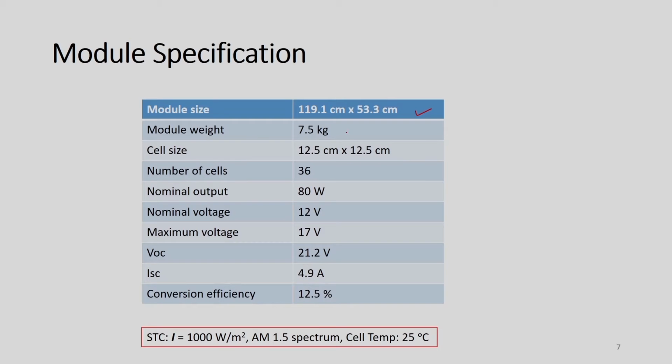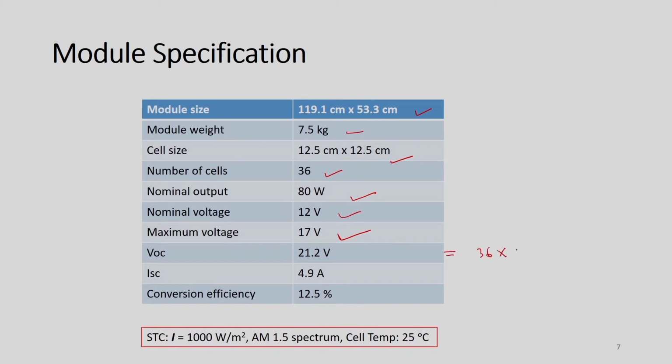So, module weight is about 7.5 kg, then cell size is 12.5 centimeter by 12.5 centimeter, and number of cells, as I said, is 36, nominal output is 80 watt and nominal voltage is 12 volt, then maximum voltage is 17 volt and VOC is about 21.2 volt and ISC is 4.9 ampere. So, this can be very easily calculated.